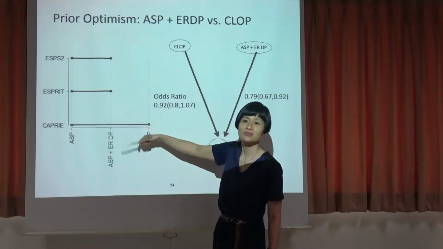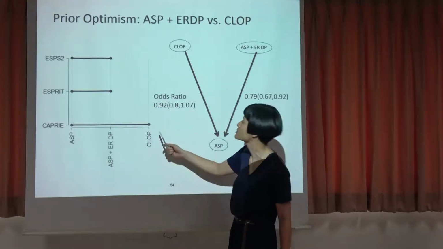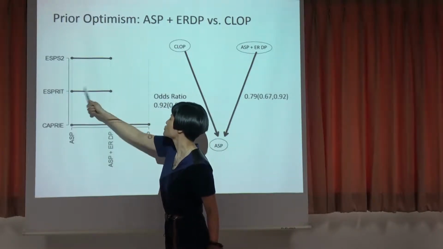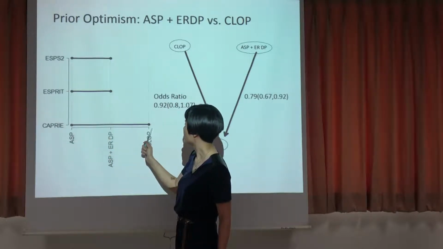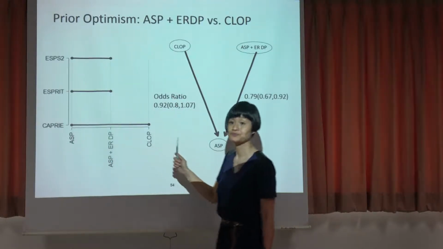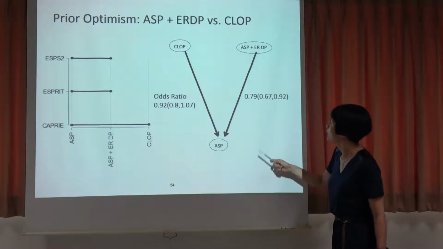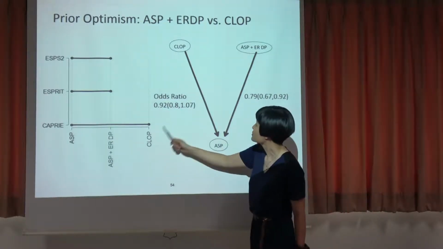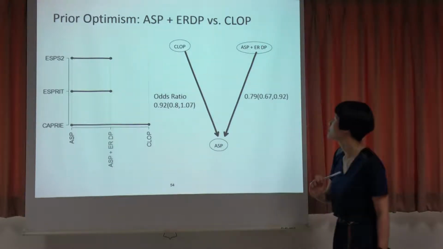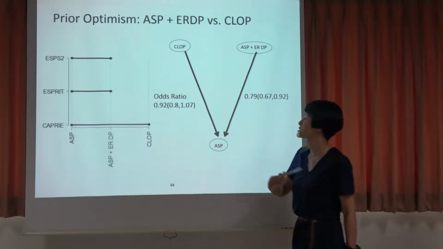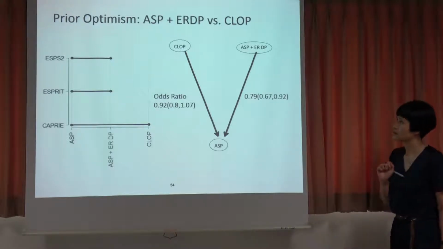So this is how you read this kind of diagram. Sometimes you see it in network meta-analysis. One trial comparing these two comparators, one trial comparing these two, this trial comparing this one and this one. So there is only one trial, the CAPRIE trial, comparing aspirin with clopidogrel, and it gave you a statistically non-significant finding.